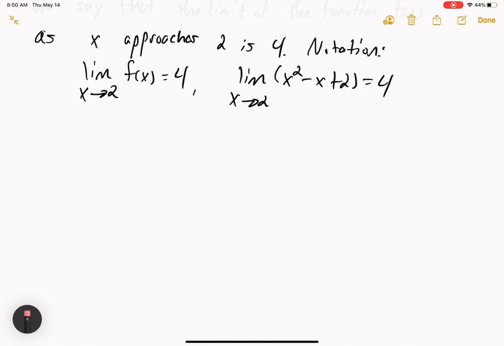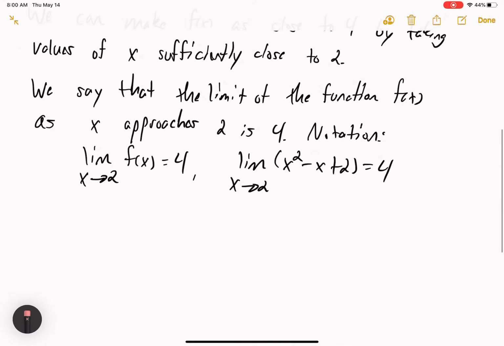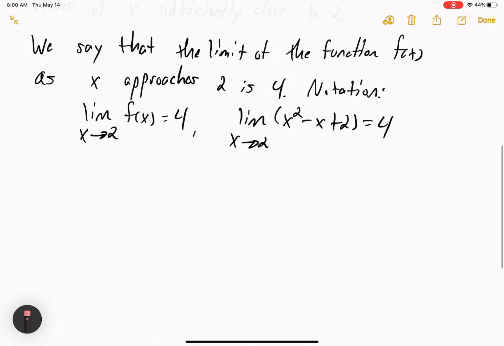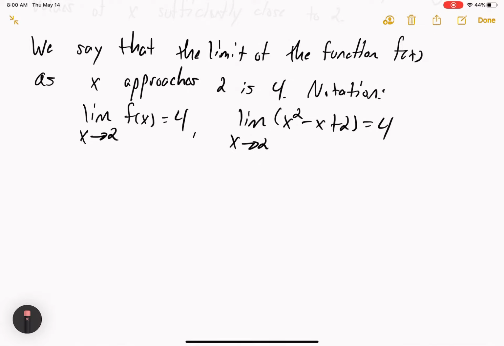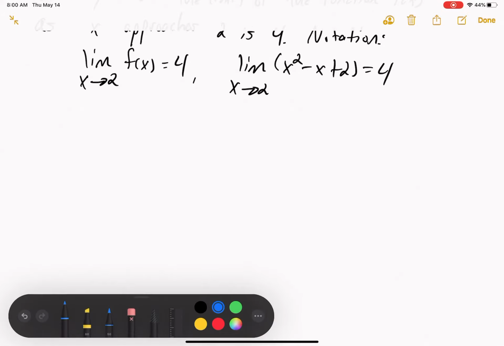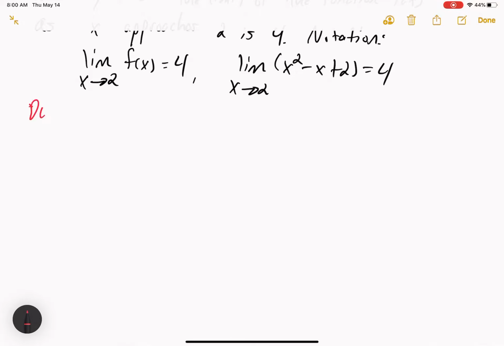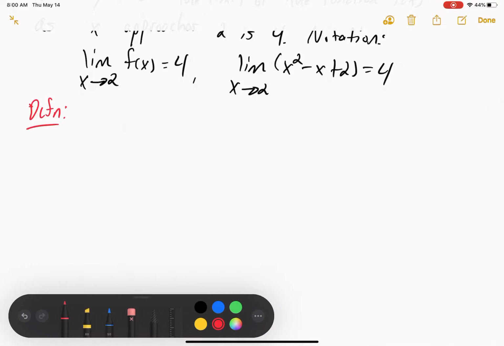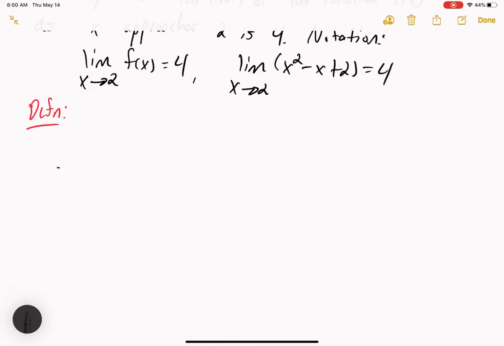So let's make it more arbitrary. Let's try to generalize a bit, because here I'm talking about a specific example. What happens if we just say an arbitrary function, and we choose an arbitrary thing to approach? So this will be like a definition. I use that shorthand just to say definition. That's usually how I write it.